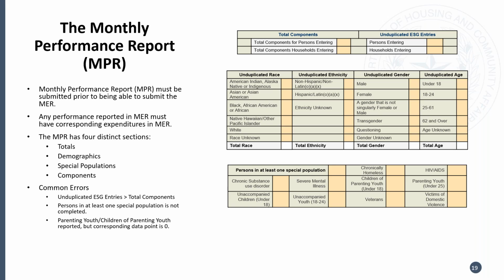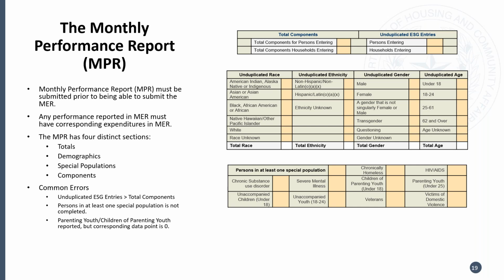Clients who enter multiple components within the reporting month may be reported as more than one entry in this reporting category. Next, under unduplicated ESG entries, you'd report the unduplicated number of clients who began receiving ESG assistance during the reporting month, regardless of what component they entered. If a program participant or client household entered multiple components during the month, they'd only be reported once here. An error that we commonly see on performance reports is when the unduplicated ESG entry values are greater than the total component values.